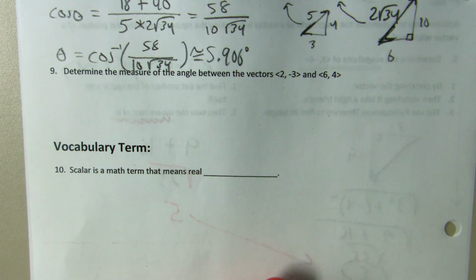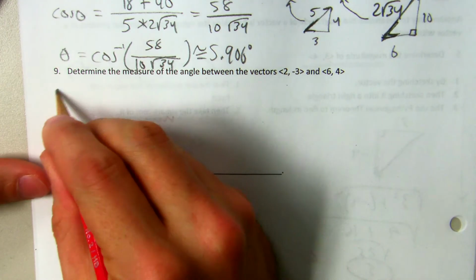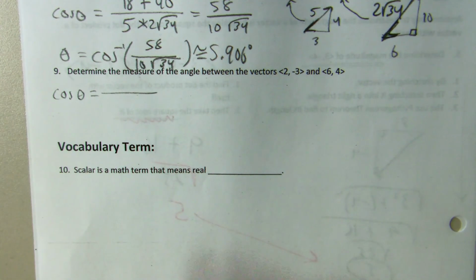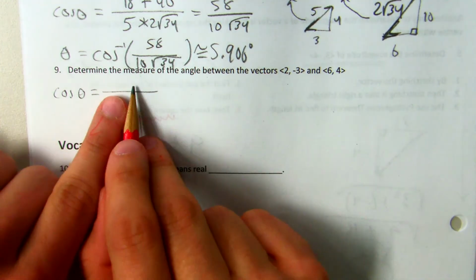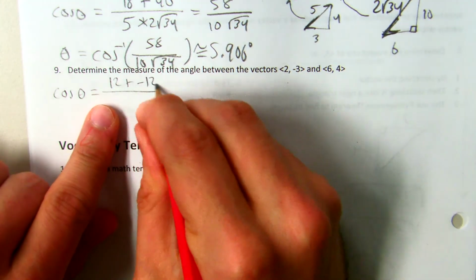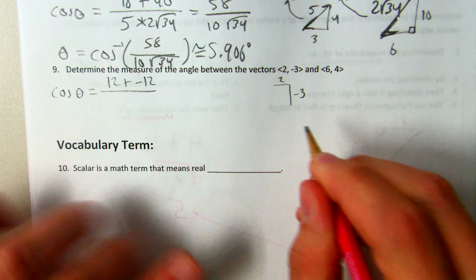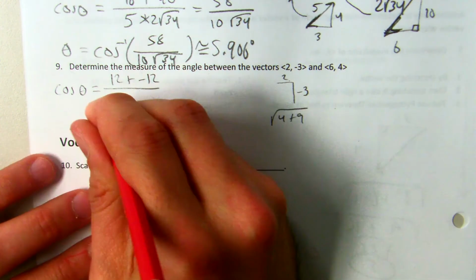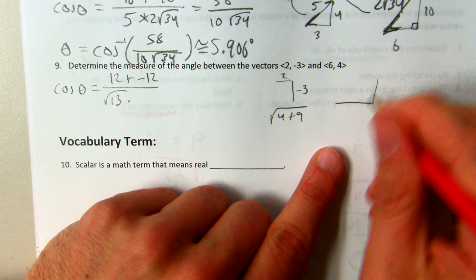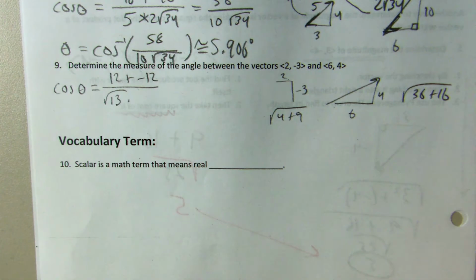Let's check your work. So I have a feeling you know if you did it correctly or not once you saw the answer in the end. Alright, so if I try to use our new formula here, cosine of the angle will be equal to the dot product, which will be 12 plus negative 12 over the magnitude of the first one, which would be the square root of 13, times the magnitude of the second one, which would be the square root of 36 plus 16, which would be the square root of 52.